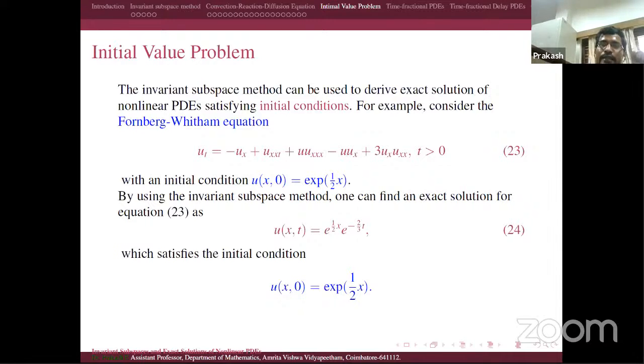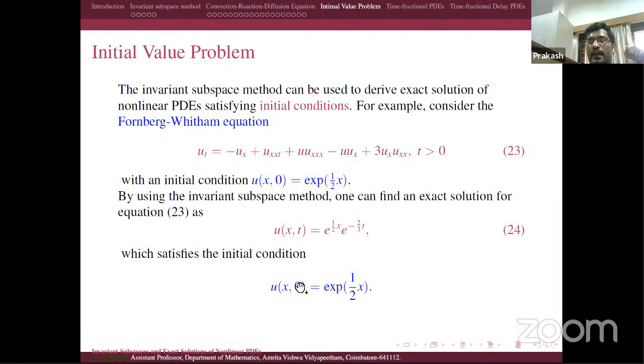Yes, this method is applicable to initial value problems. For example, consider the Fornberg-Whitham equation. For this equation with the initial condition I considered, by using the invariant subspace method, we can find the exact solution in this form. Because this operator admits a one-dimensional exponential subspace, we can find the exact solution which satisfies the initial condition.